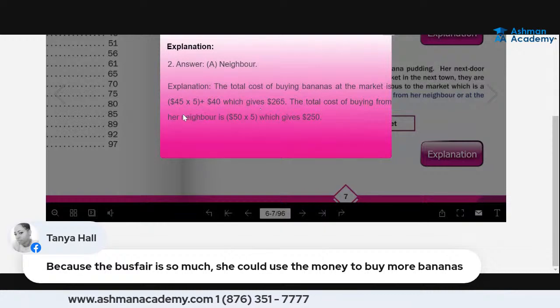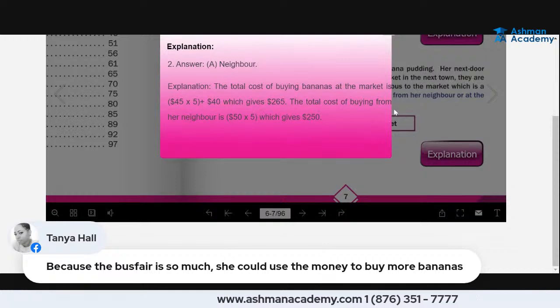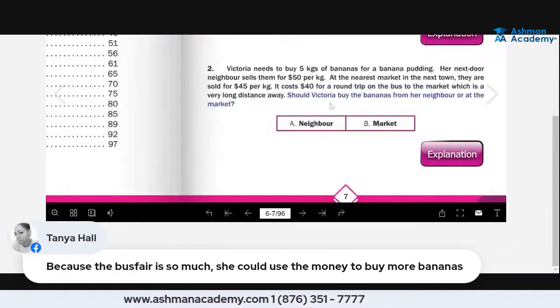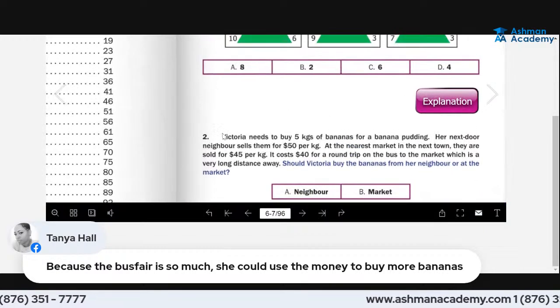So the total cost from buying from the neighbor, you don't have to add bus fare. Even though it's a little bit more expensive, it's just 50 times 5, and that gives you 250. Now, because it's cheaper, you're going to buy from your neighbor. So the answer to that question is neighbor.